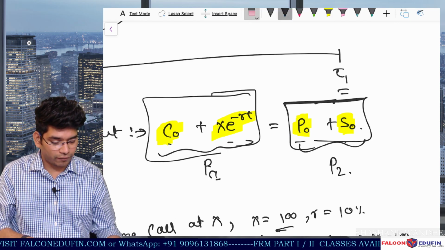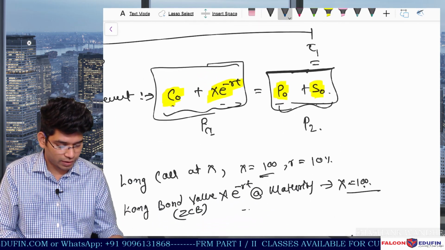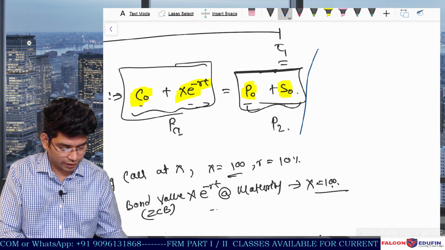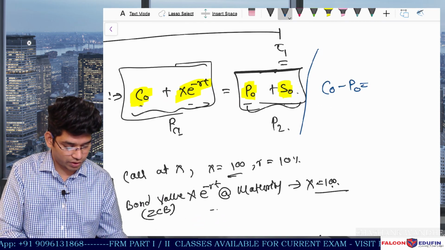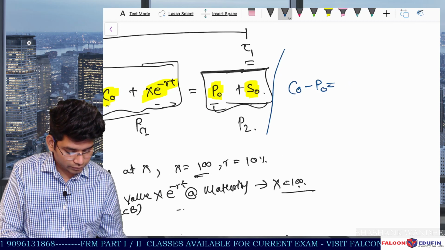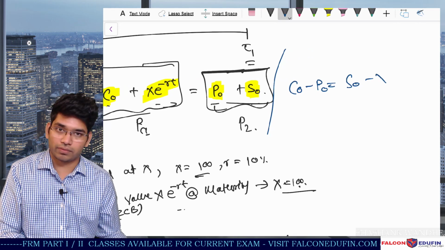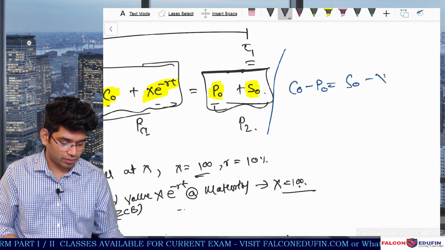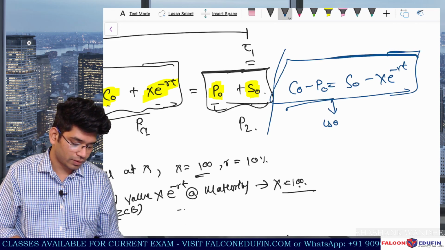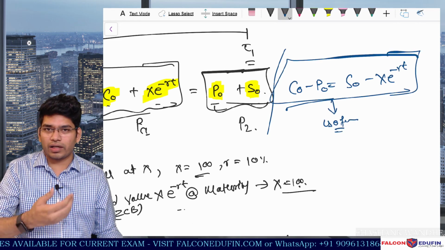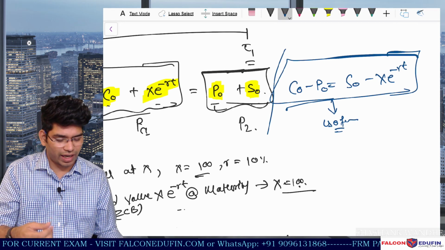You can create different variations here just by changing the sides. How? Say call minus put is equal to S0 minus X into e to the power minus RT, like this. This is again a useful relationship, and you can create different variations on your own. So give it a try.